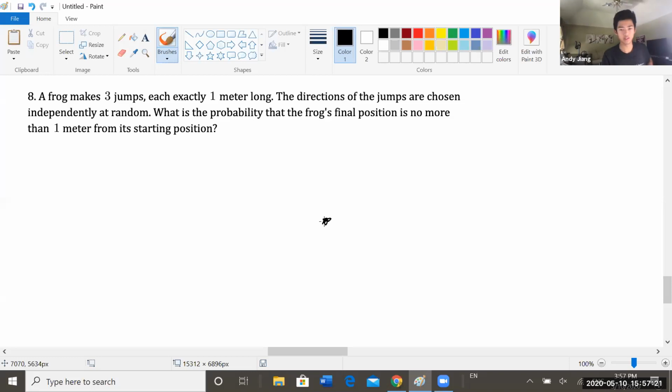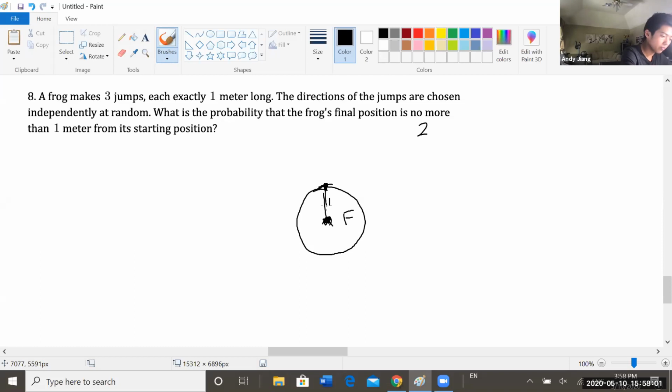This one is a geometry problem. So I start off with the point where the frog is at. This is the frog, and the frog makes 3 jumps. After the first jump, the frog can be anywhere along the circle, a circle with radius 1. So it has to be on a point on the circle. It's not possible to go anywhere else. Then the frog has 2 more jumps to go.